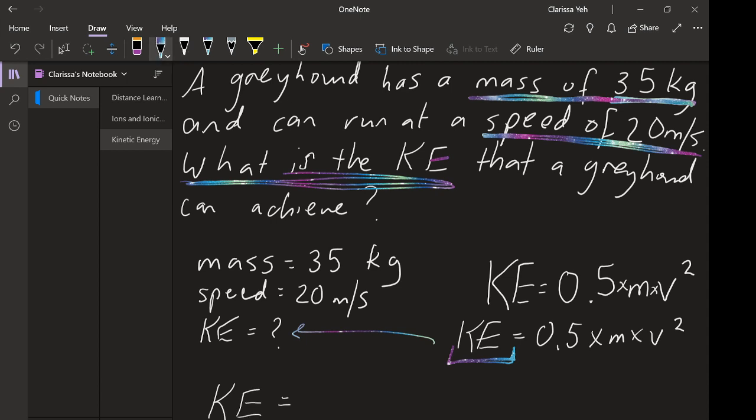Next bit of the formula is 0.5. That's just a number, so I'm just going to write that number again. Next bit is an m. I'm checking to see if I have a value for m. I do. It's 35 kilograms. So 0.5 times 35 kilograms times my next bit is a v, and that is squared. I do have a value for v, which is velocity slash speed, and that's 20. So careful, this is going to be 20 squared.